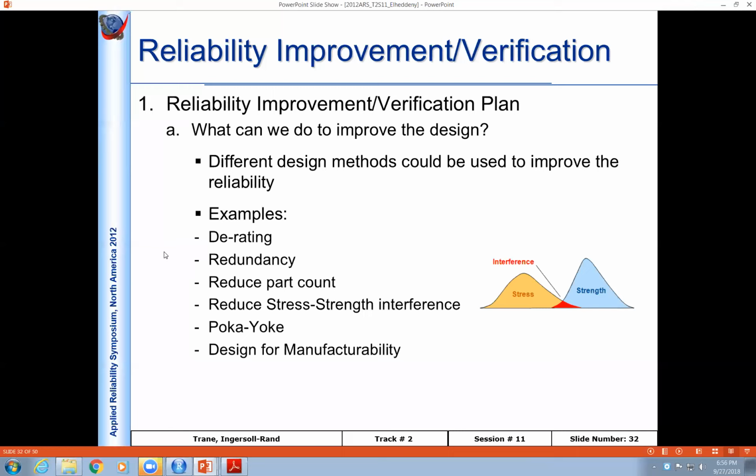Can anyone think about how you reduce stress? I mean, improved strength is probably pretty straightforward. Make it a little bit thicker, have a different material and so on. How about reducing the stress? Anybody has any thoughts?